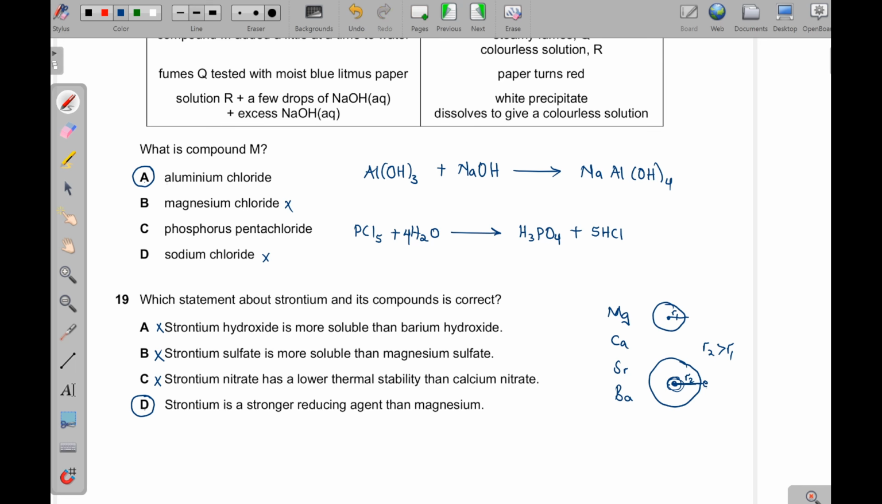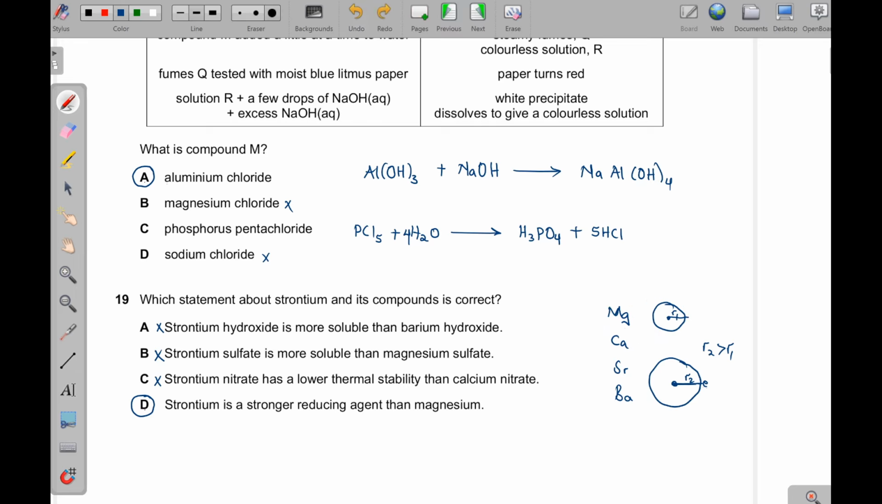Because they are far from the nucleus, the nuclear attraction is going to be weak. The nuclear charge is stronger because nuclear charge depends on the number of protons. As you go down the group, you are adding a shell of electrons and the same number of protons in the nucleus. So the nuclear charge increases, but the nuclear attraction is going to reduce because of this big distance. It becomes very easy for strontium or barium to lose electrons, and therefore they become much more reactive compared to these ones here.